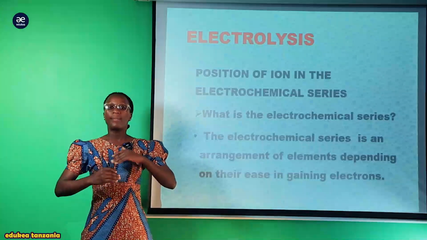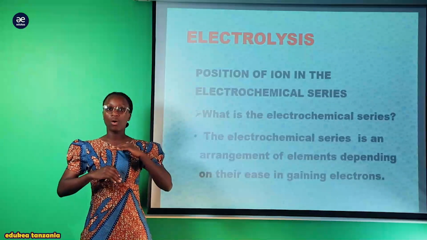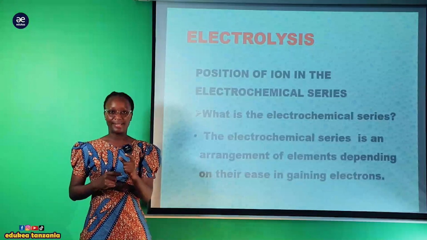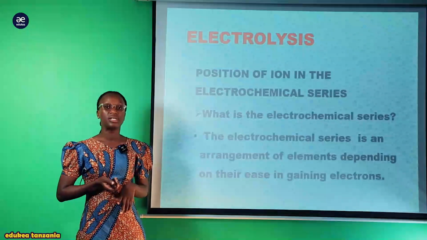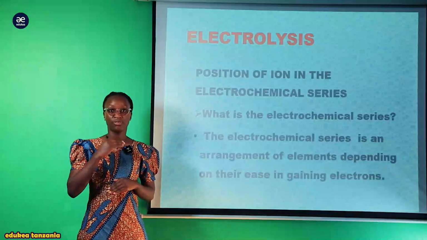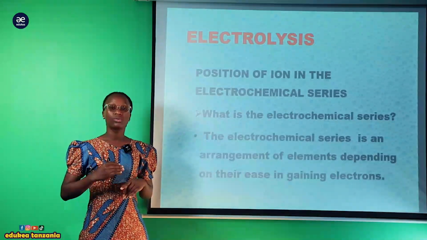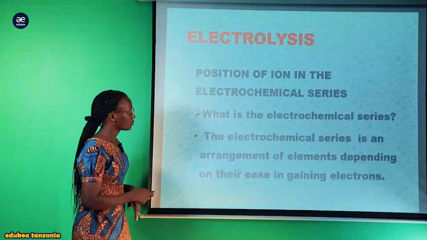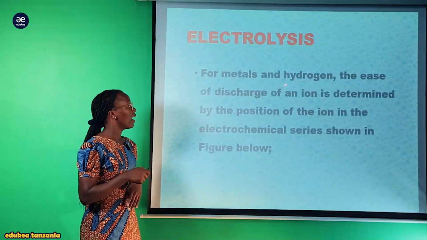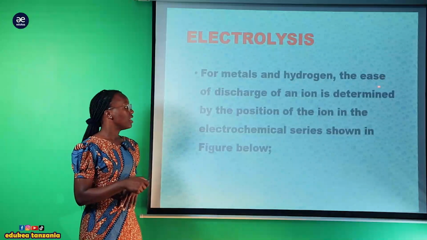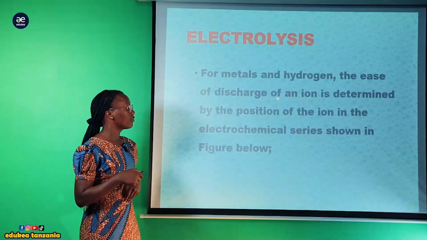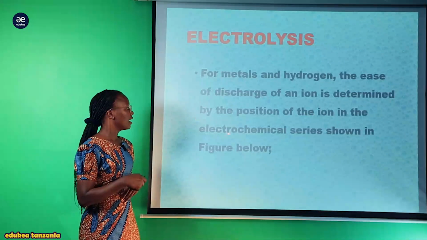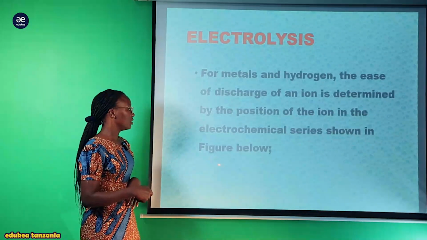Kumbe ile ambavyo imejipanga kwenye series ndio tutajua kwamba this is ni rahisi kugain electron au sio rahisi. This is all about the electrochemical series, kwamba ni ile arrangement of elements according or depending to the ease, ule urahisi, ease of gaining electron. Now for metals and hydrogen, the ease of discharge of an ion is determined by the position of an ion in the electrochemical series shown in the figure below.